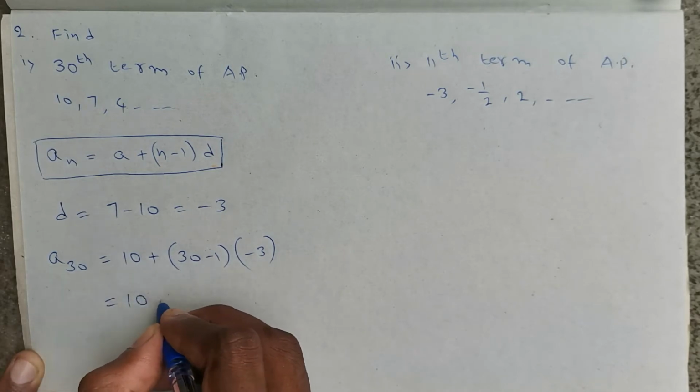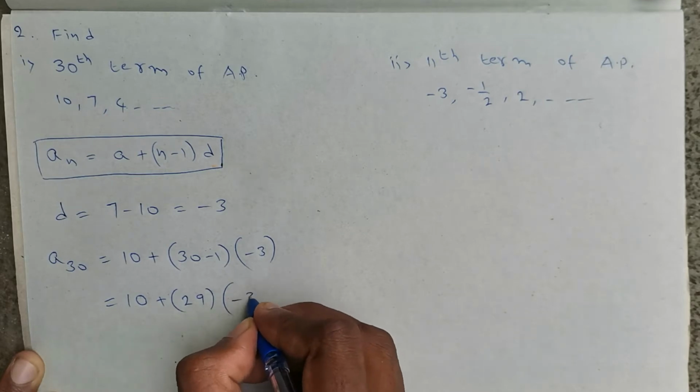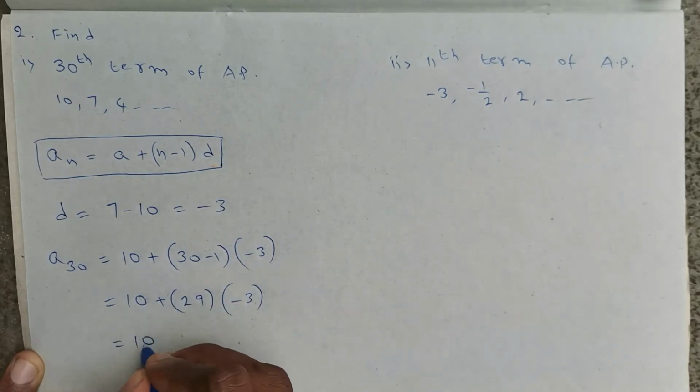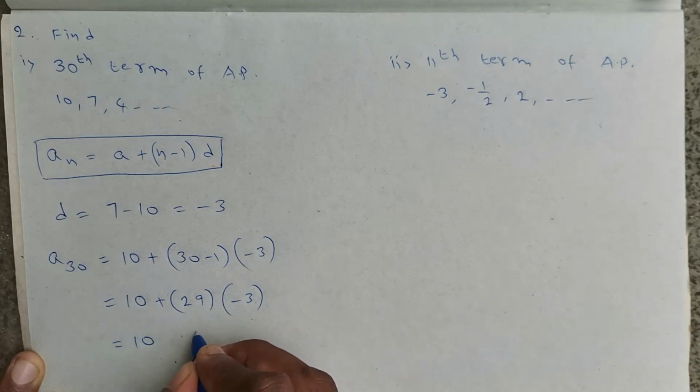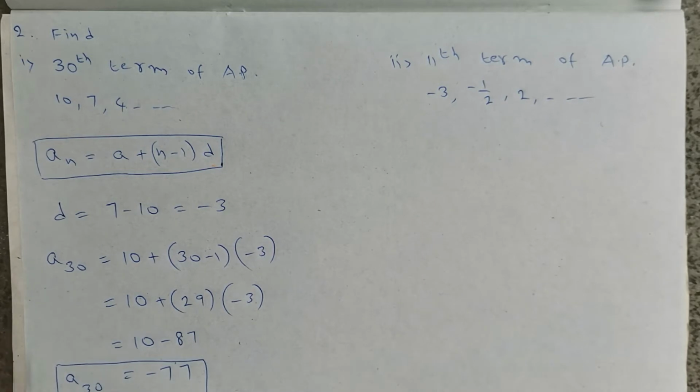So we get 10 plus 30 minus 1, 29, of minus 3. 29 into minus 3: 3 nines are 27, 7 and 2 carry, 3 twos are 6, 8, so 87. 10 minus 87 is minus 77. So the 30th term of the given AP is minus 77.